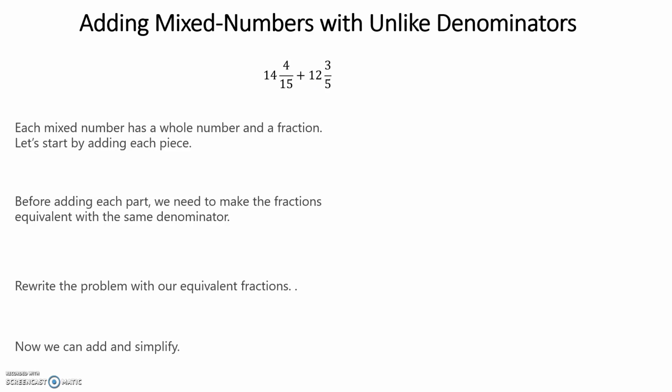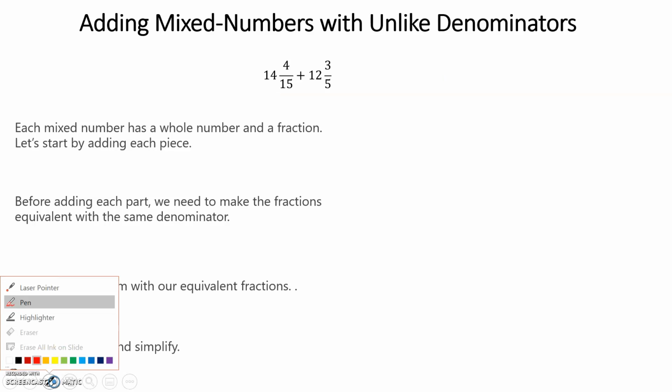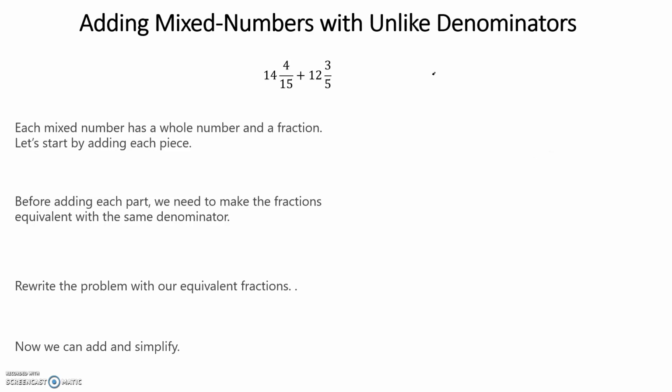Okay, so the first thing I'm going to do is write it out in parts, and I'm going to combine my parts. So I'm going to write it over here to the side real quick. 4 and 4/15 plus 12 and 3/5. All right, so I'm going to write out my whole numbers.